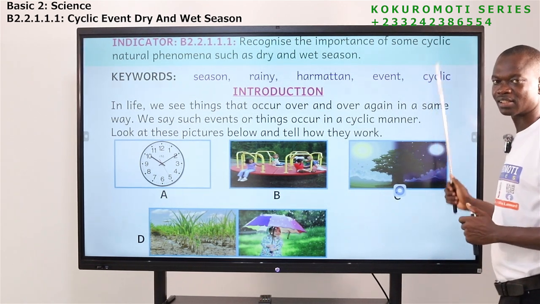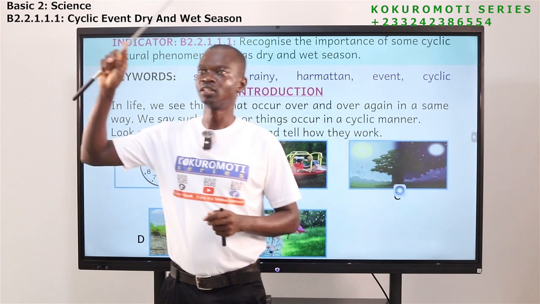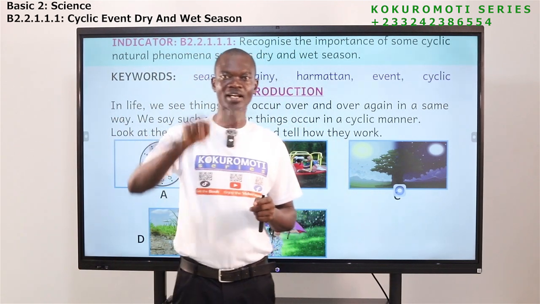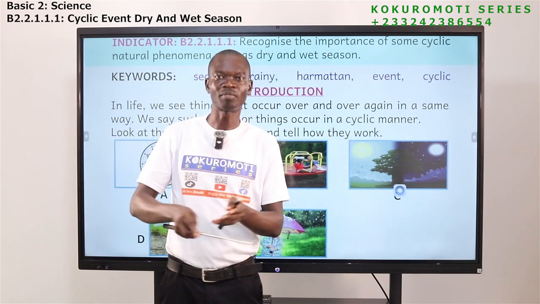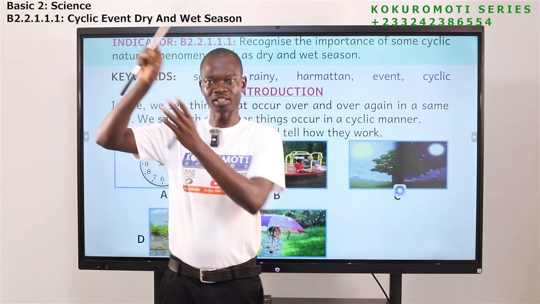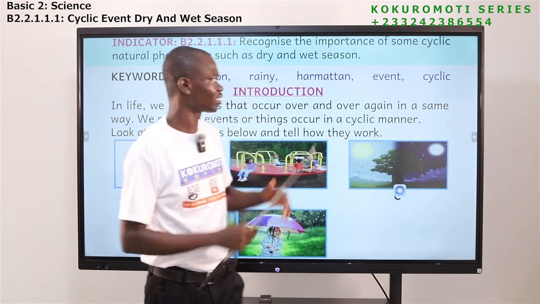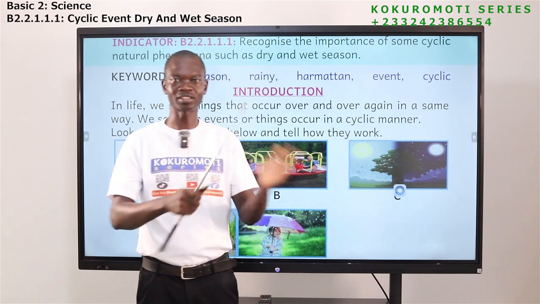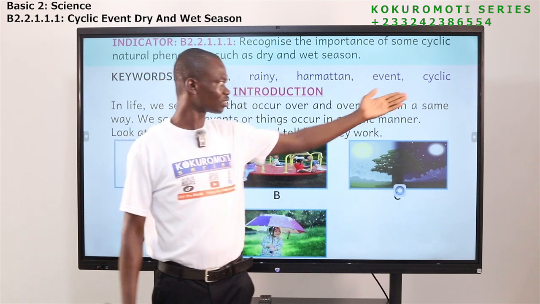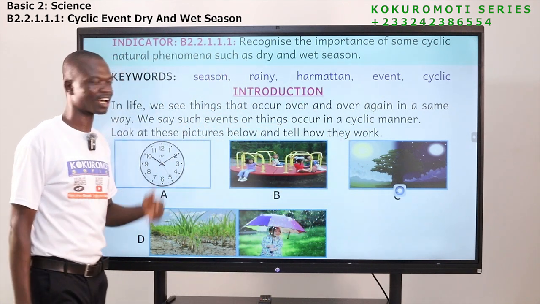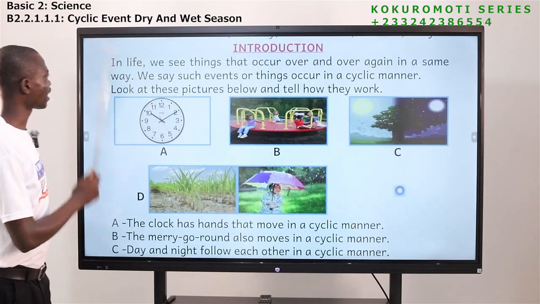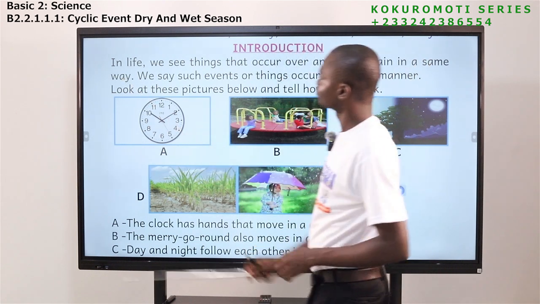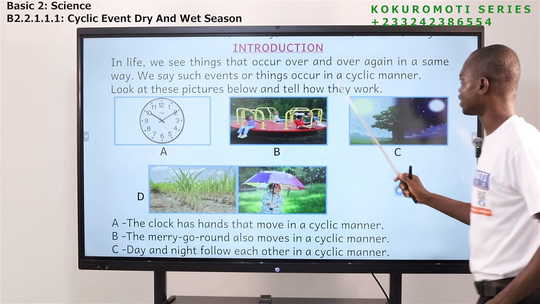The next one is cyclic. Cyclic is all about something going in a particular direction, at the same pace and in the same manner. It doesn't come back, but goes in the same direction. So when you talk of cyclic, we are talking about something that follows the same direction and goes in the same manner. It doesn't divert. You will understand it better as we move on. Now let's continue. In life, we see things that occur over and over again in the same way. We say such events or things occur in a cyclic manner.